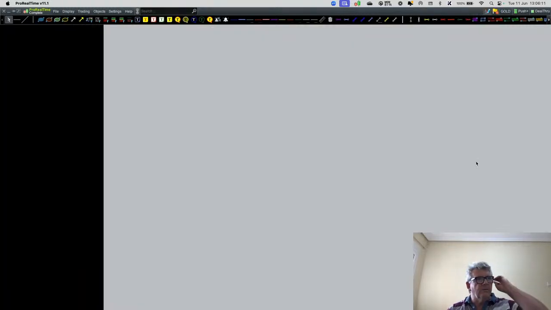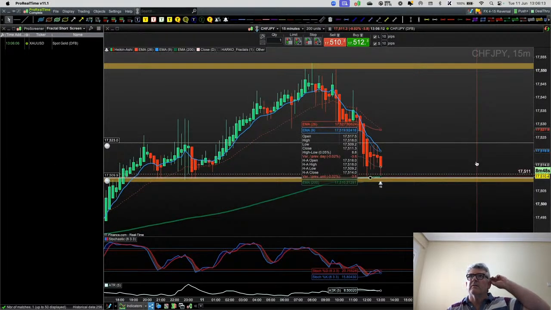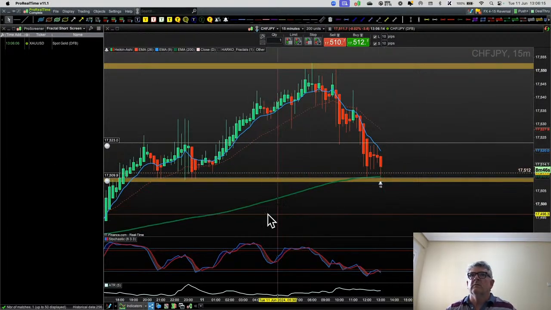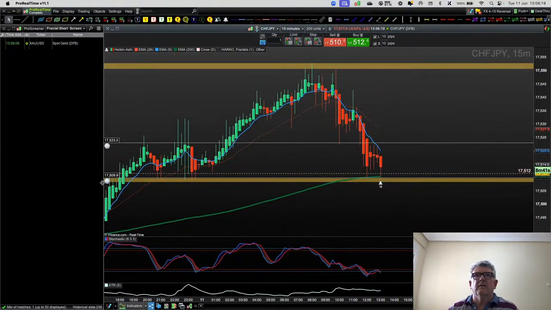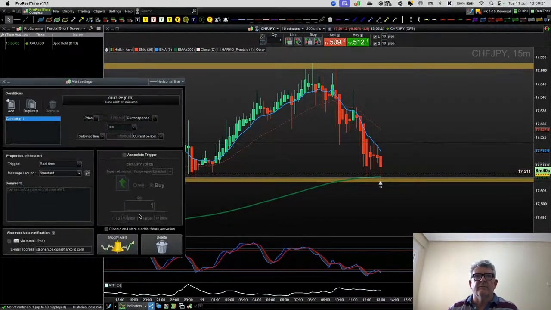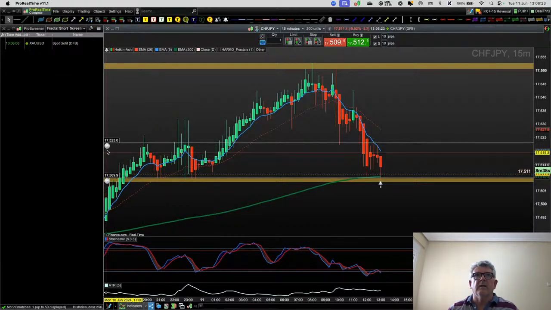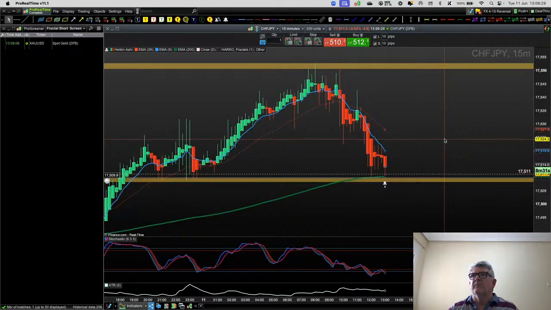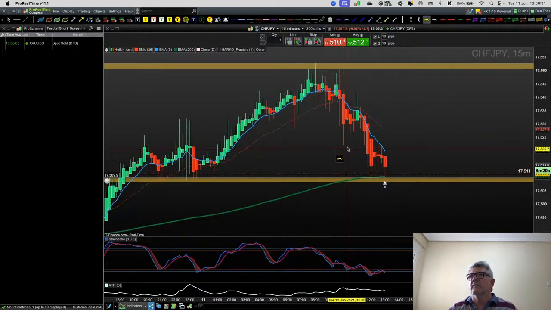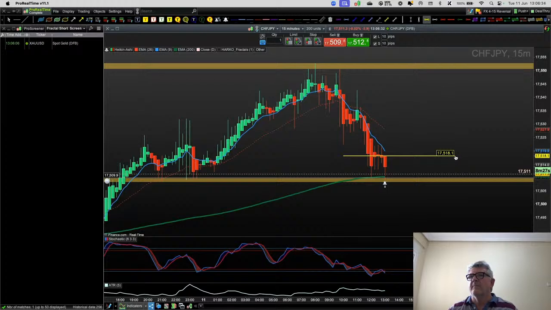Is anyone going to do the Swissy Japani trade by any chance? No. It's doing double test down into here. I'm not going to do it. We've already made enough. It is a valid trade though. If you want to keep watching this, 15-minute bar reversal on here. There is a walking the dog opportunity as well, of course.